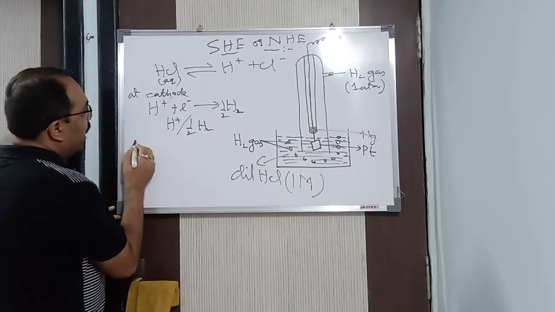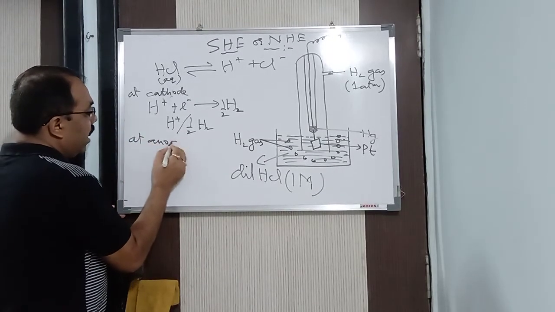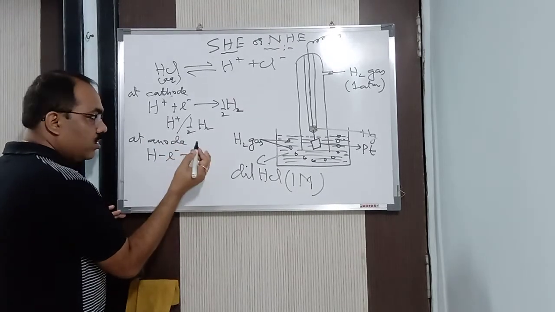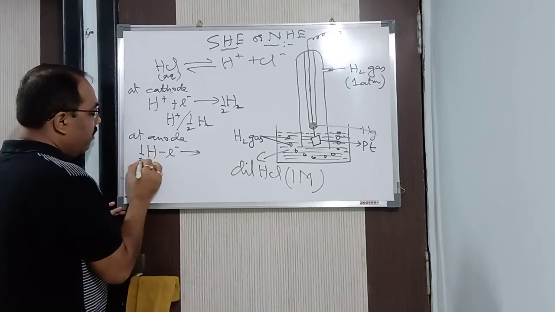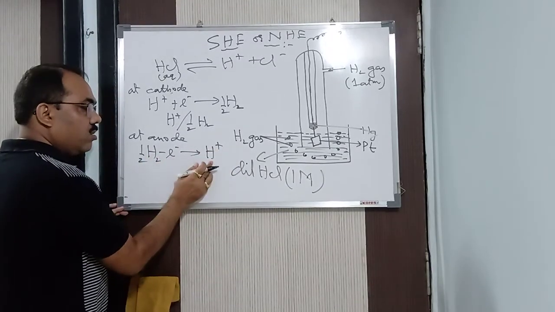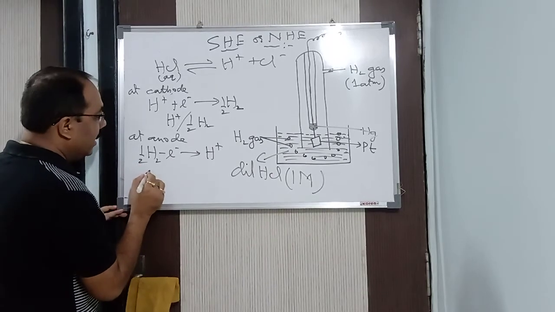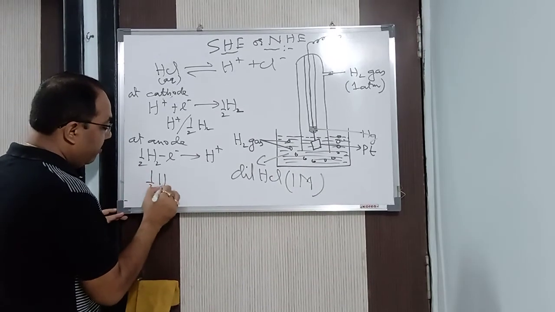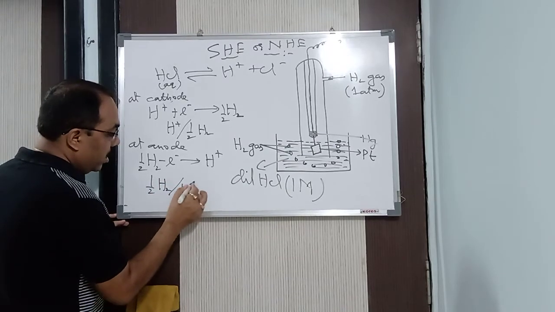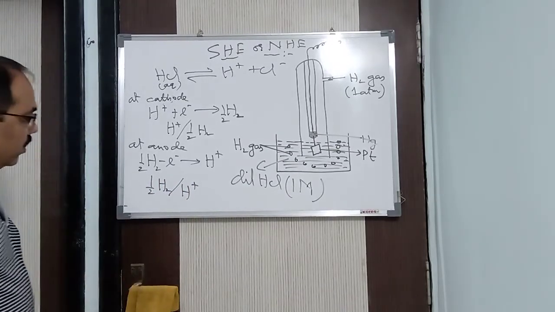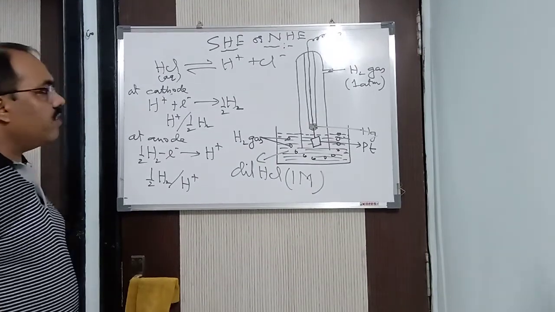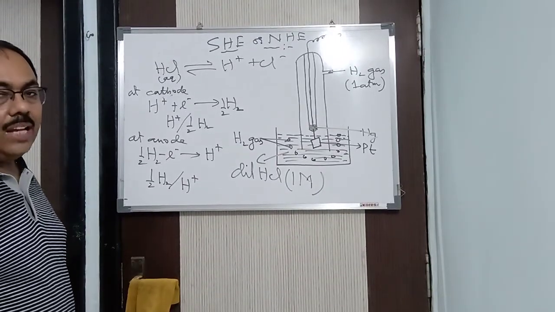Now next, at the anode. Suppose it acts as anode. Anode means it will lose electrons. Hydrogen gas loses electrons, so half H2 minus e- will give you H+. So at the anode, we can write half H2 / H+.